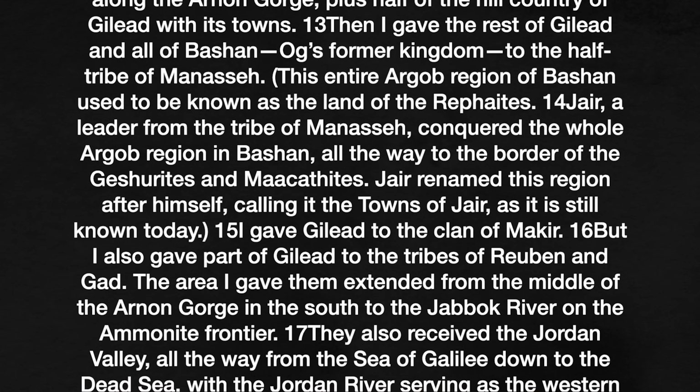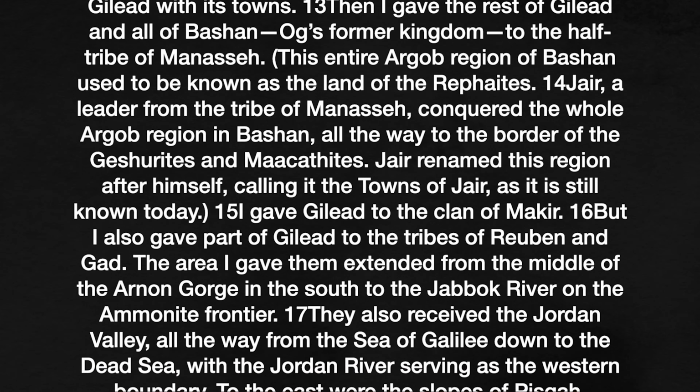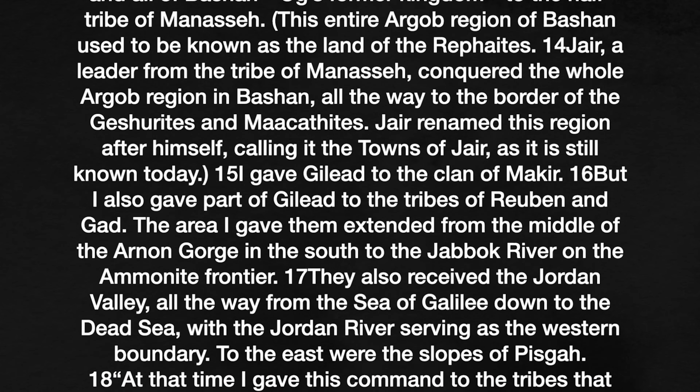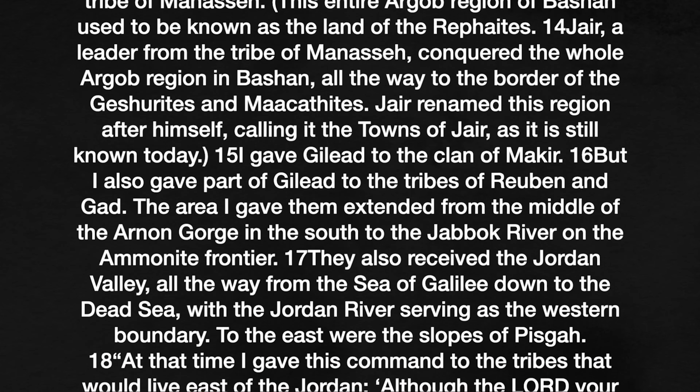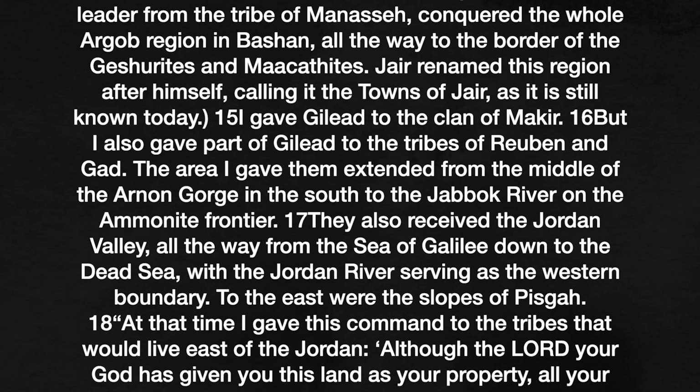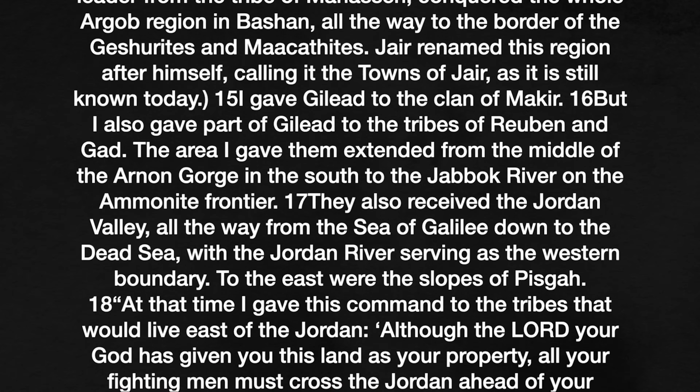Jair, the leader from the tribe of Manasseh, conquered the whole Argob region in Bashan, all the way to the border of the Geshurites and Maacathites. Jair renamed this region after himself, calling the towns Havvoth-jair, as it is still known today.